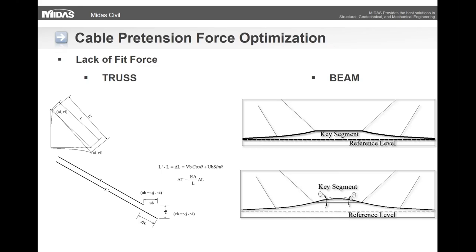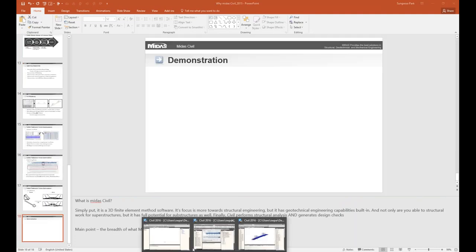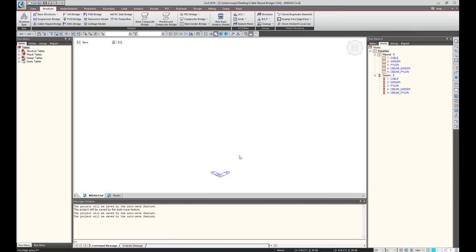And the next thing is for the truss and for the beam. As you can see, when there are forces applied on the cables, there will be some beam displacement as well. In that case, Midas will accurately calculate this displacement for you. Now I'm going to open up Midas, and I'm going to show you how you can create a 3D model.